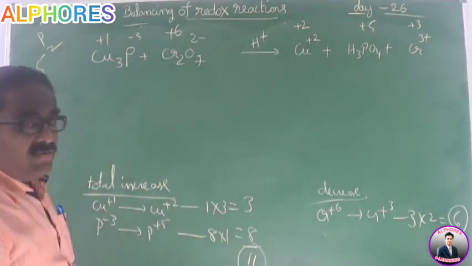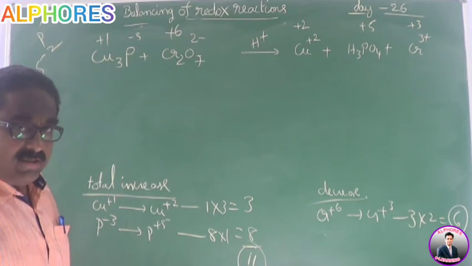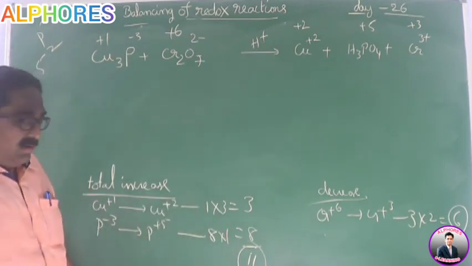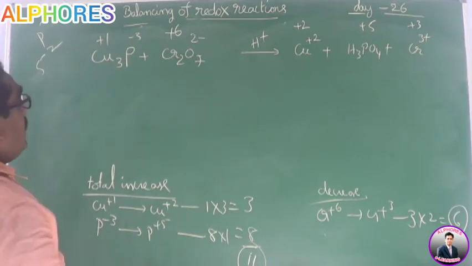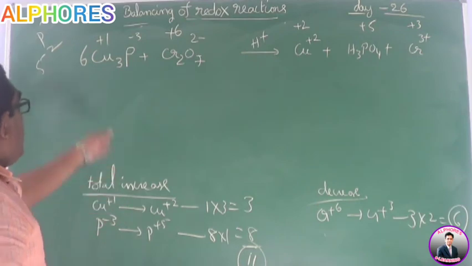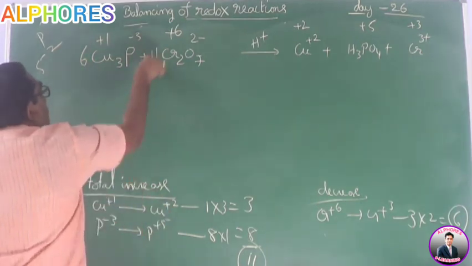The remaining is as usual, what we did for all the questions. You have to interchange the coefficients. 6 for chromium, so you have to write 6 for this, and 11 for copper phosphate, so you have to write 11 for dichromate.